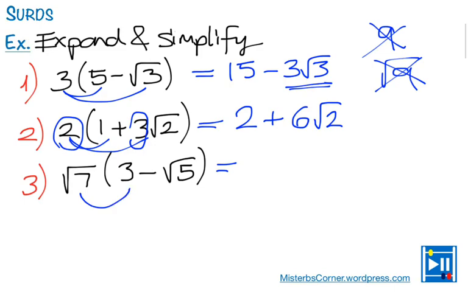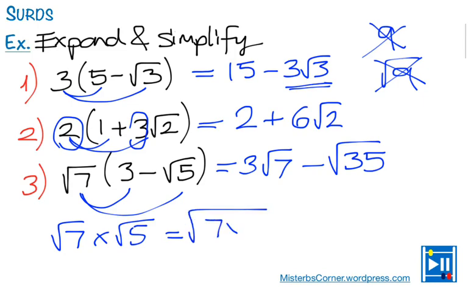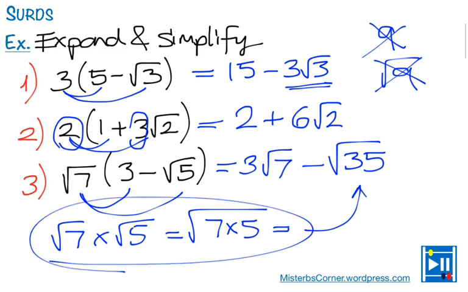So here, root 7 times 3, again, it is not root 21, it's not 21, it's just 3 root 7 minus root 7 times root 5. Now I can do this operation because both expressions are surds, right? 7 times 5 is 35, so this will be root 35. Remember the rule. You will have root 7 times root 5, which you could write as root 7 times 5. That's root 35. But you don't need to show these steps. You can directly write the product.